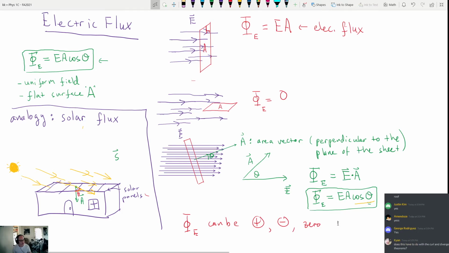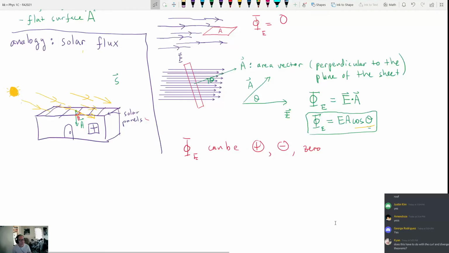Does this have to do with the curl and divergence theorems? Kind of. Kind of. We'll get to that a little bit later.